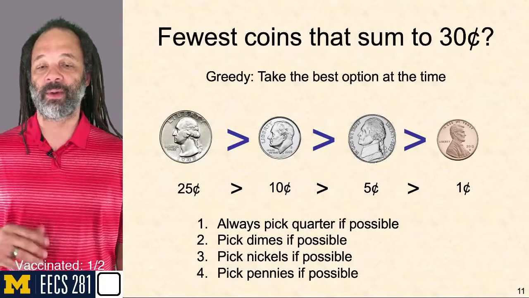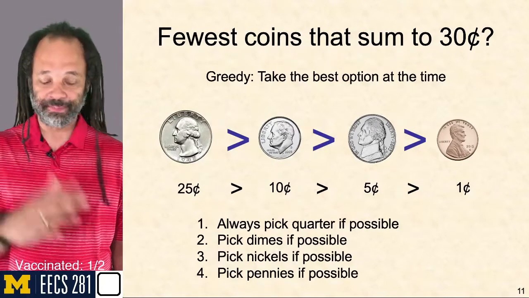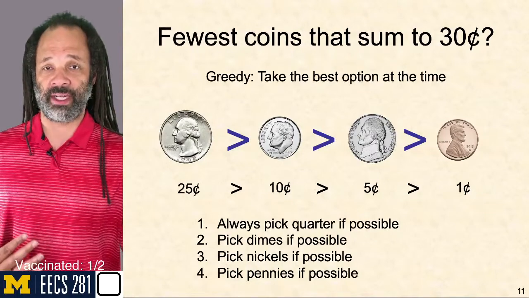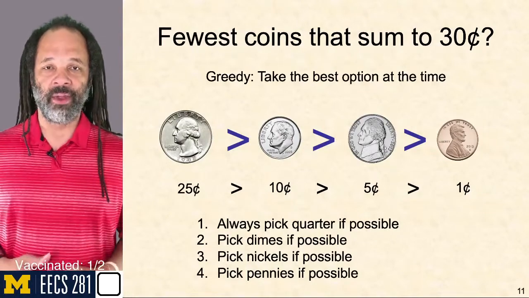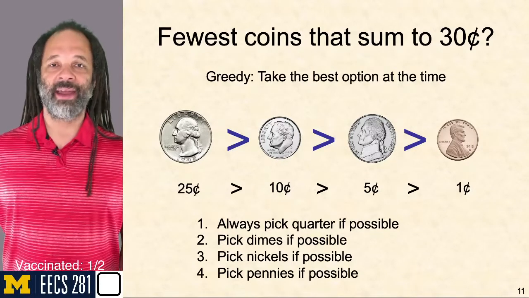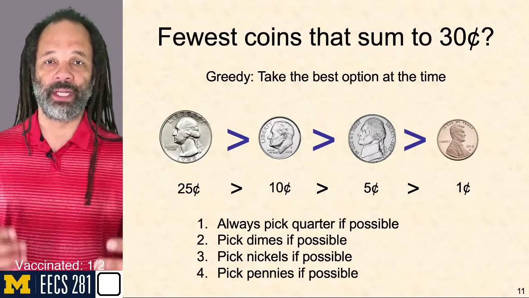Pick dimes if possible, pick nickels if possible, pick pennies if possible. Like I said, this is how it really works. So this is something that you should understand. This is a greedy algorithm. You were taught when you were very small, when you first started learning how to handle money, this particular greedy algorithm.